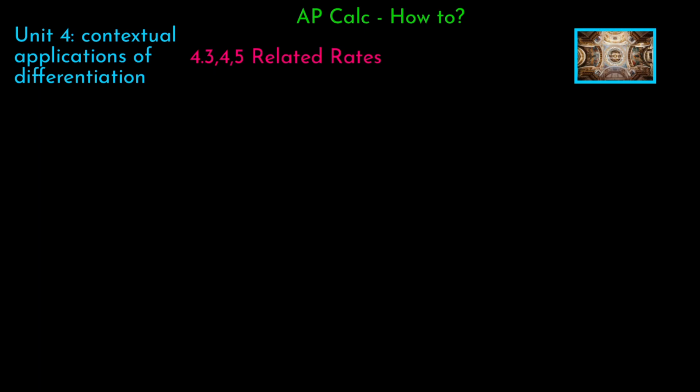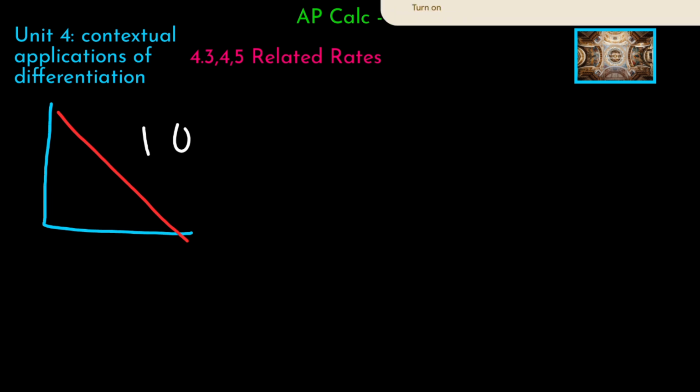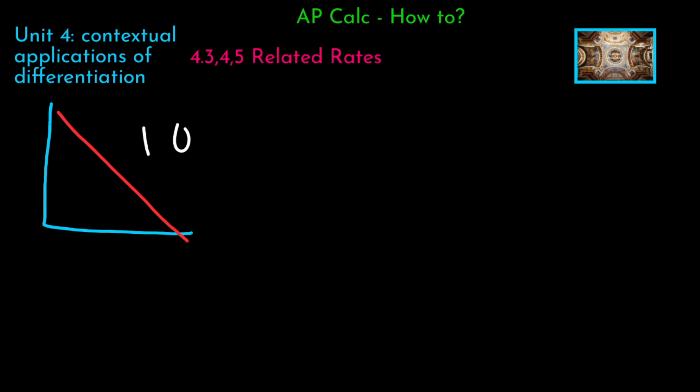Today we're going to be doing related rates, so let's get into it. Our first problem is going to be a 10-foot ladder leaning against a vertical wall, just like this. Now, we know this is 10 feet, we're going to label everything. The most important thing with these problems is you read the problem, and then you draw a super descriptive picture.